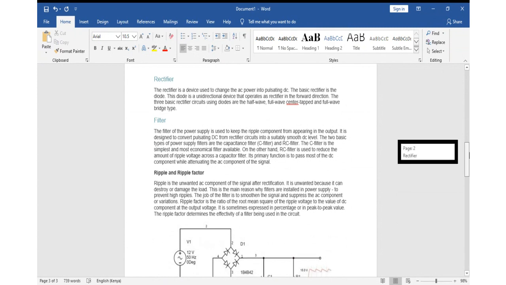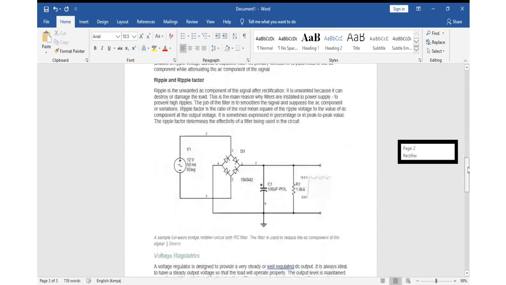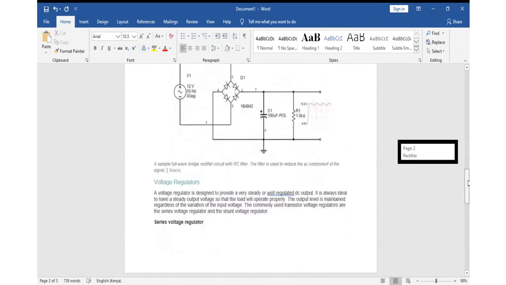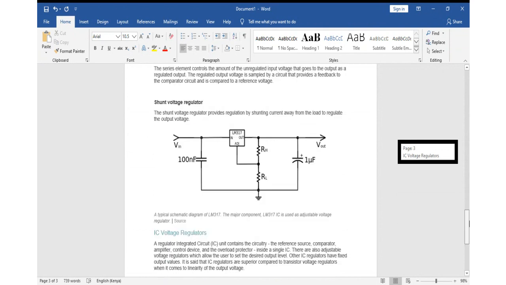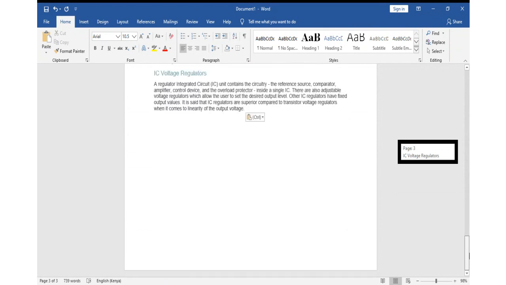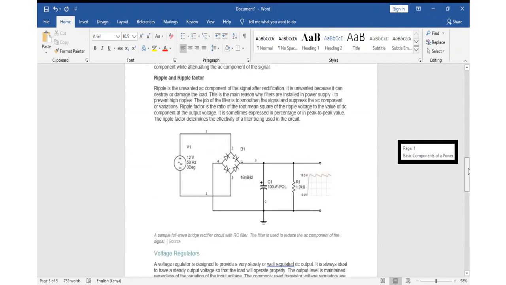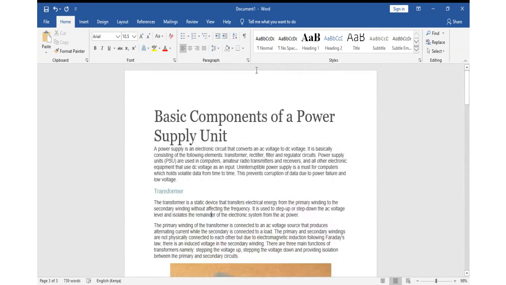You will see it in a minute. Then I'll share an assignment. And then we have voltage regulators. I want you to go through these notes so that you'll be able to attempt the question.